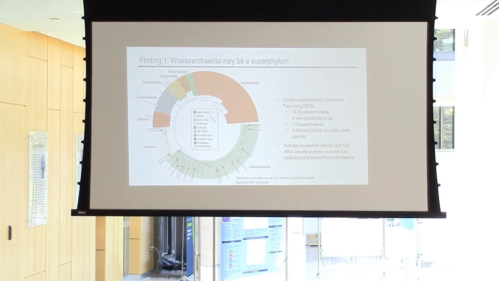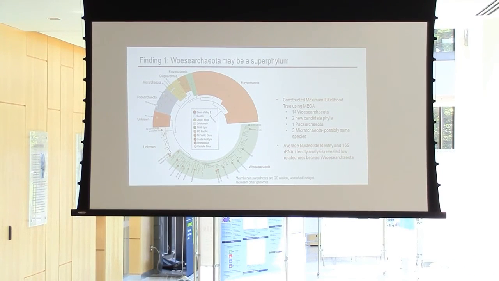We performed a couple of analyses on the Wolfsarchaeota, the average nucleotide identity analysis and the 16S rRNA identity analysis, which essentially measure the similarity between the organisms. And we found that, in fact, the Wolfsarchaeota are not very related. For quite a few of them, it couldn't even be calculated. They clearly are more related to each other than they are to other organisms, but they're not very related.